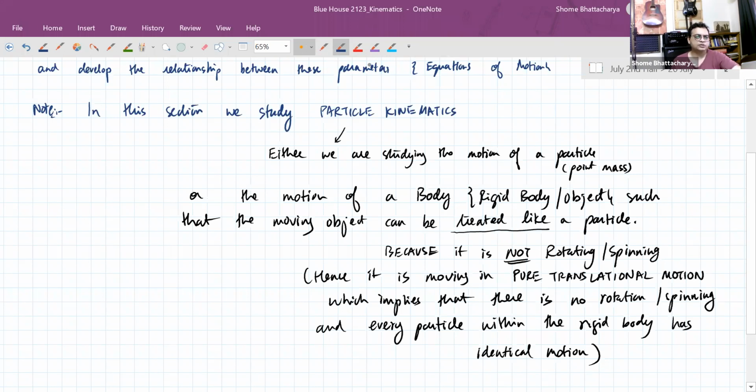So when will that happen? When the motion is what we call technically the pure translational motion. When an object or a rigid body is moving in pure translational motion, then it can be treated like a particle to study its motion. That is because pure translation implies that there is no rotation or spinning, and therefore every particle within the rigid body has identical motion. So if every particle has identical motion, we don't need to write separate equations for every particle. We can just write equations for any imaginary point within the rigid body, like its center of mass, and we can treat the entire body like an equivalent particle located at its center of mass.